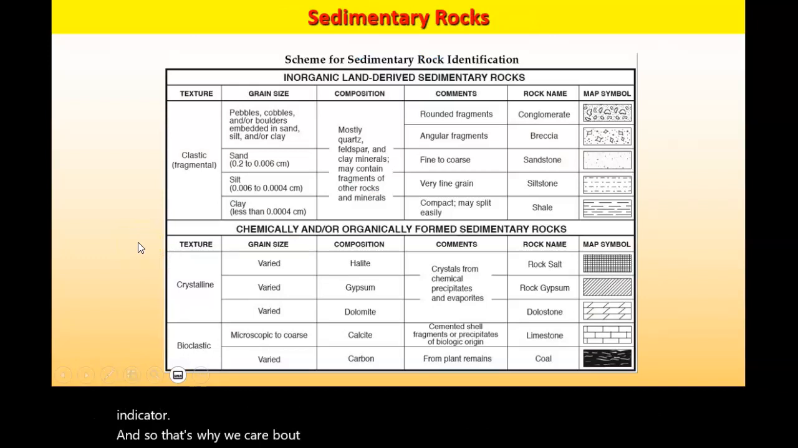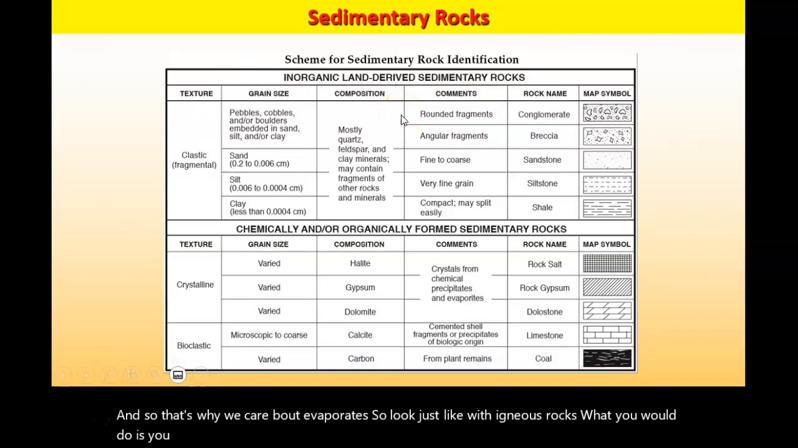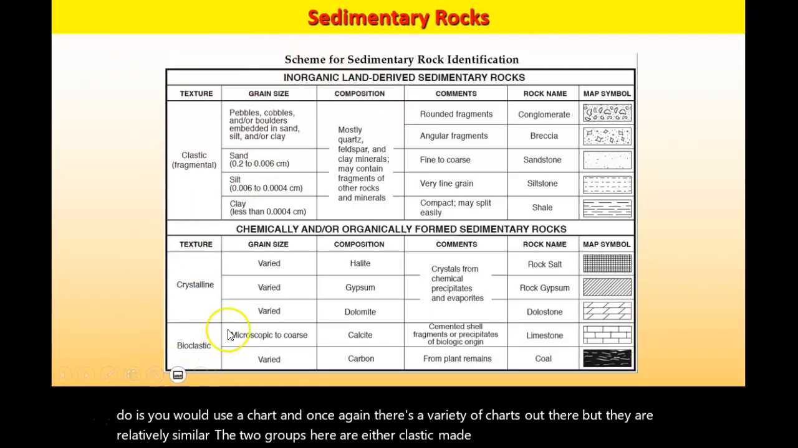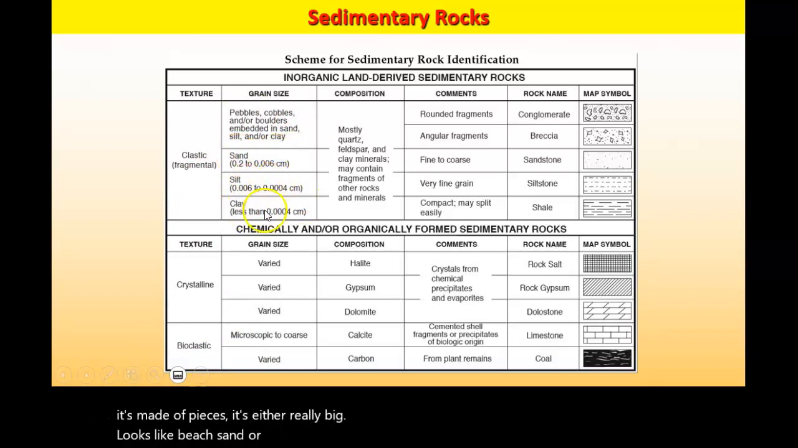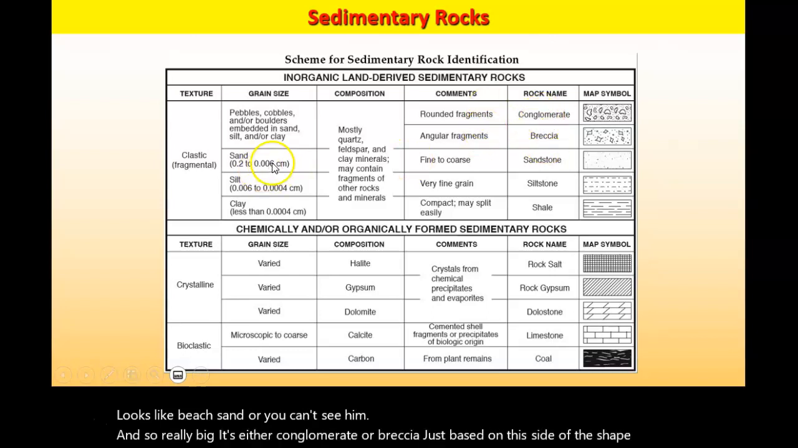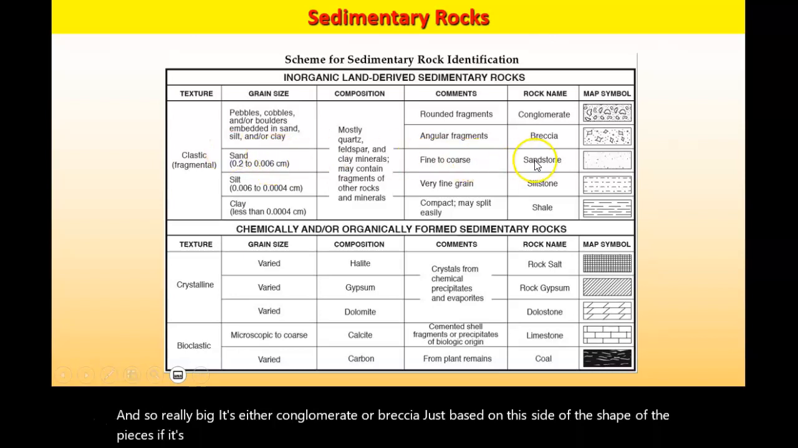So just like with igneous rocks, what you would do is you would use a chart. And once again, there's a variety of charts out there, but they all are relatively similar. The two groups here are either clastic, made of pieces, or chemical. So if it's made of pieces, it's either really big, looks like beach sand, or you can't see them. And so really big, it's either conglomerate or breccia, just based on the size, the shape of the pieces. If it looks like beach sand, it's a sandstone, and if we can't tell it, for us, it's a mudstone.